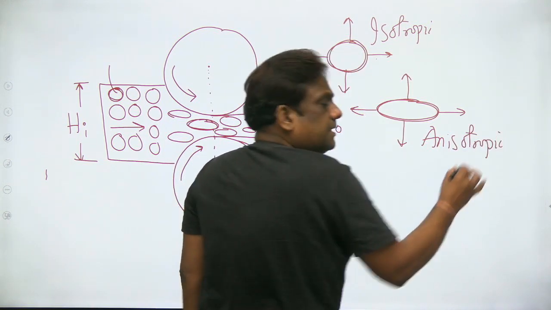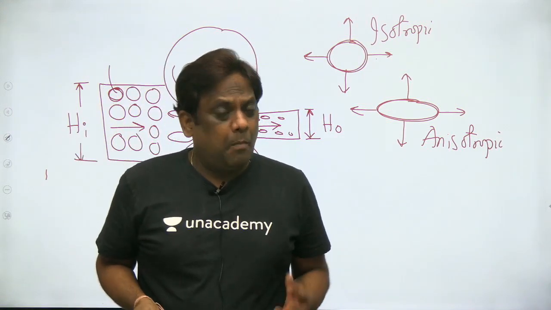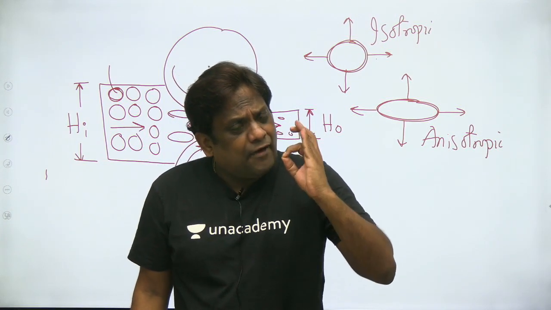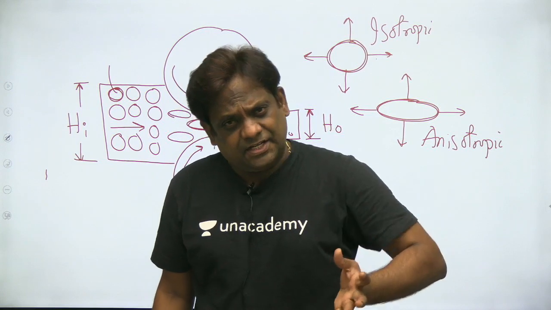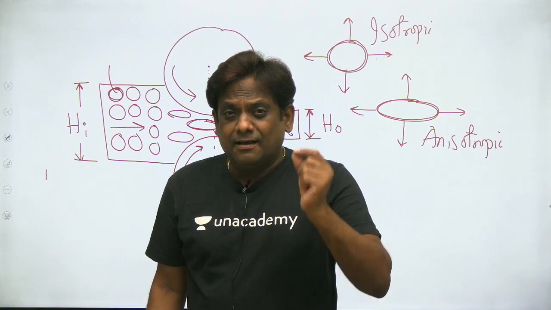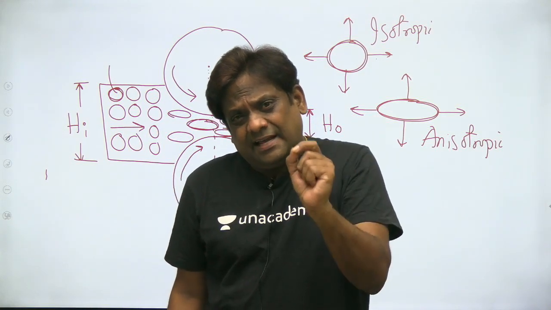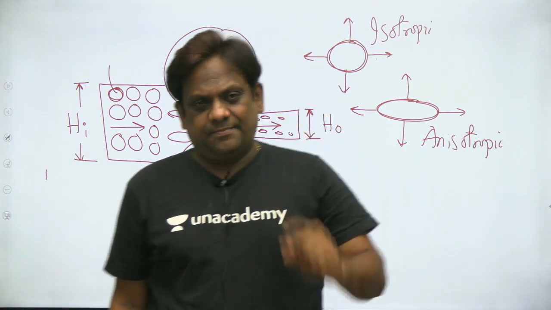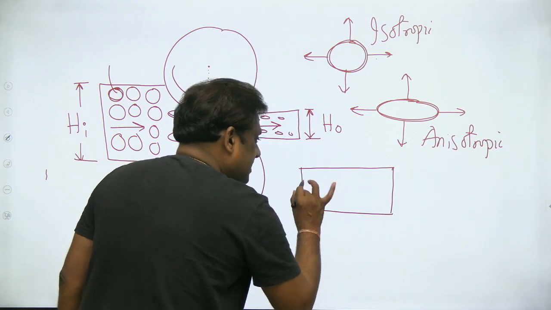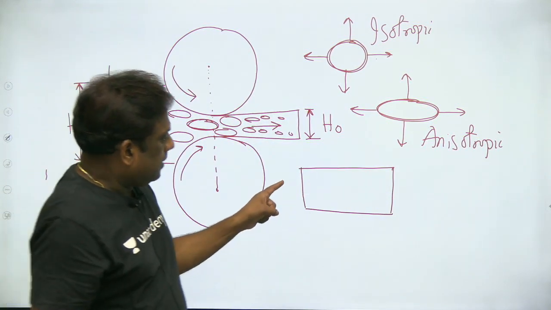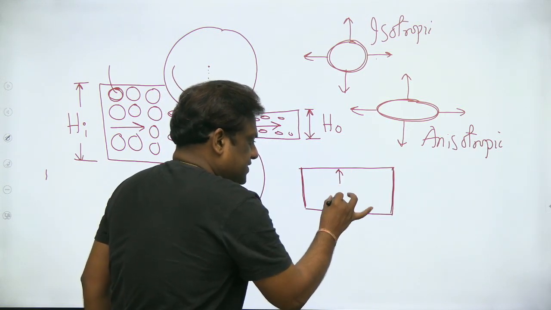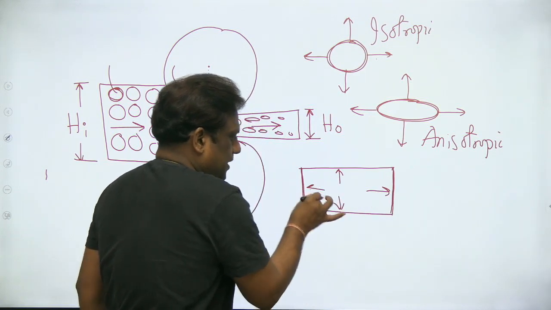So you will ask, sir, why do we need anisotropy? My dear students, sometimes there is no need of having the same properties in all directions. Don't think that isotropy is always desired. Let us take a thin cylinder subjected to internal pressure, and see that the ends are closed. Let us assume that this is the longitudinal direction and the ends are closed. This is the circumferential or hoop stress and this is the longitudinal stress.